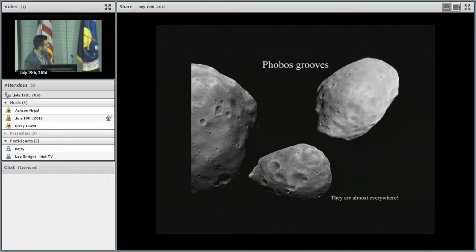As you can see in these images, which are almost all HRSC images, grooves are almost everywhere. They are located on the southern hemisphere of Phobos, the northern hemisphere, and they cross all along the equatorial region. There are just a few specific areas where there are not a lot of grooves, but otherwise they are almost everywhere.